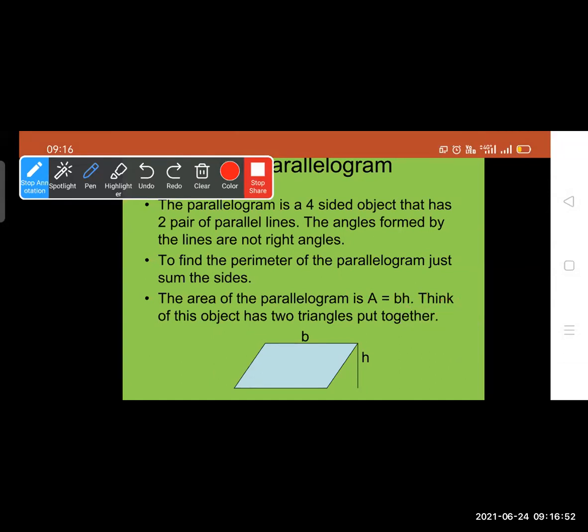Okay, so same formula, but in case of area of a parallelogram, we draw a perpendicular height here. So H is the height. You can also draw perpendicular height H here, or also here. So this one is the height H, and B is the base. So area of parallelogram is equal to B into H.